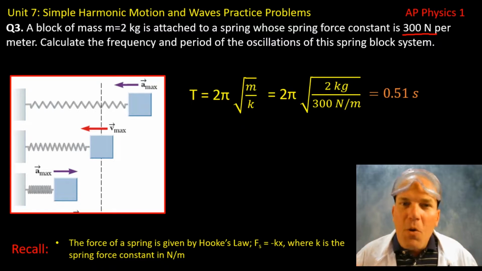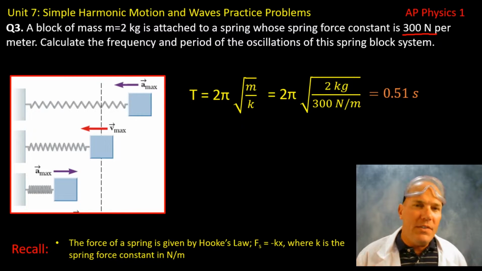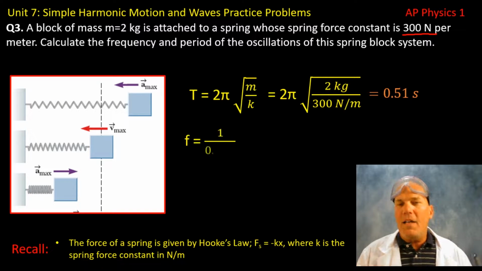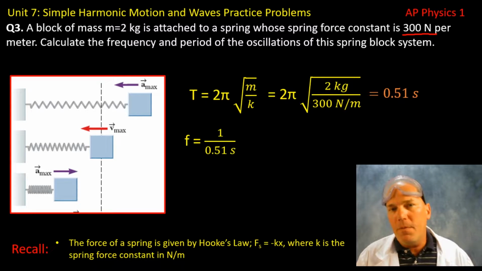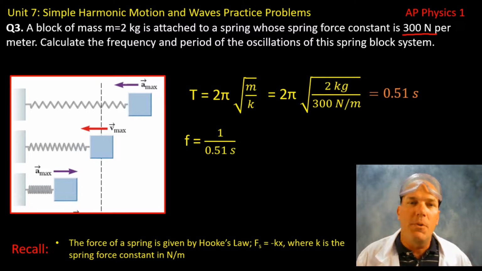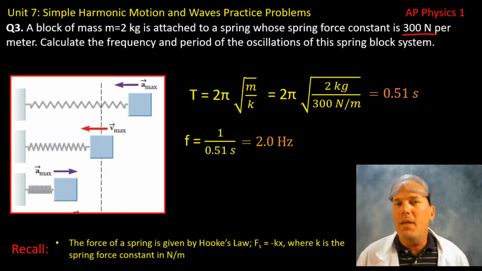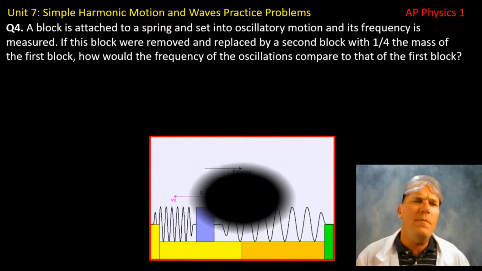Now, we're going to be talking about this equation semi-quantitatively using some mathematical reasoning, but for now you're just getting a feel for how to use the expression, how to use the numbers, what variables you need, etc. Now, the frequency is inversely proportional to the period, so we can calculate that to be about 2.0 hertz. Question 4.